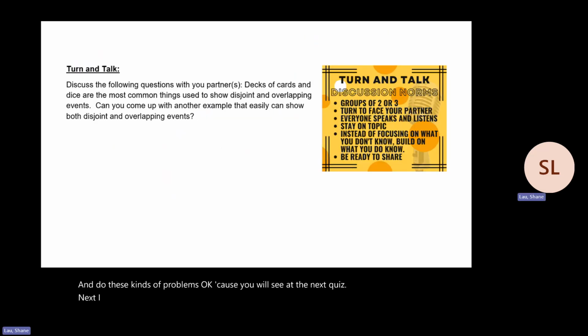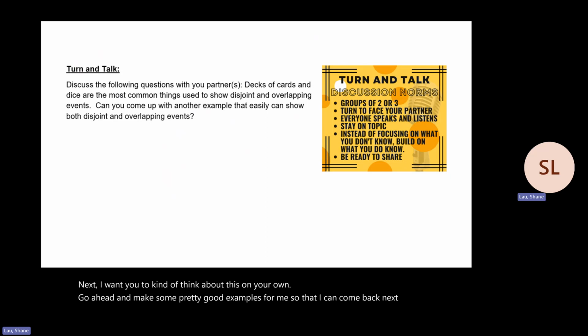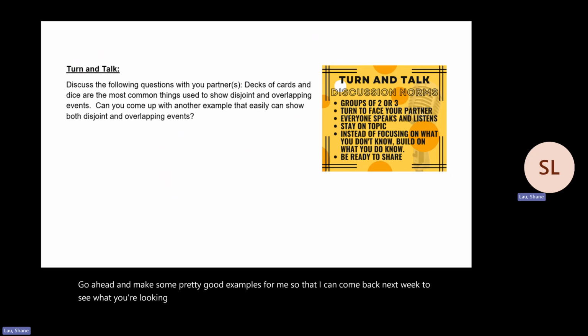Next, I want you to think about this on your own. Go ahead and make some pretty good examples for me so that I can come back next week to see what you're looking at. But make sure you do one, because it'd be really interesting to see how similarly we think or how differently we think and whatnot.